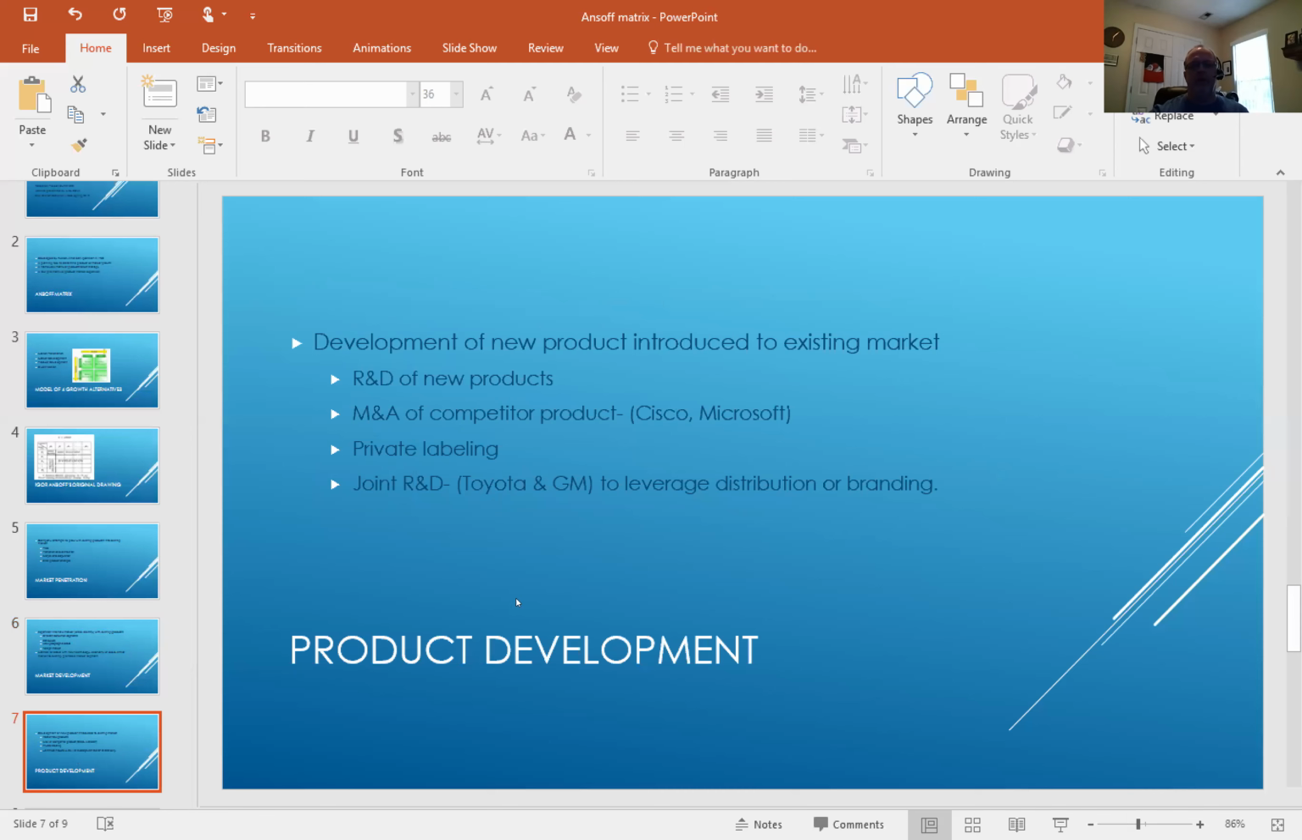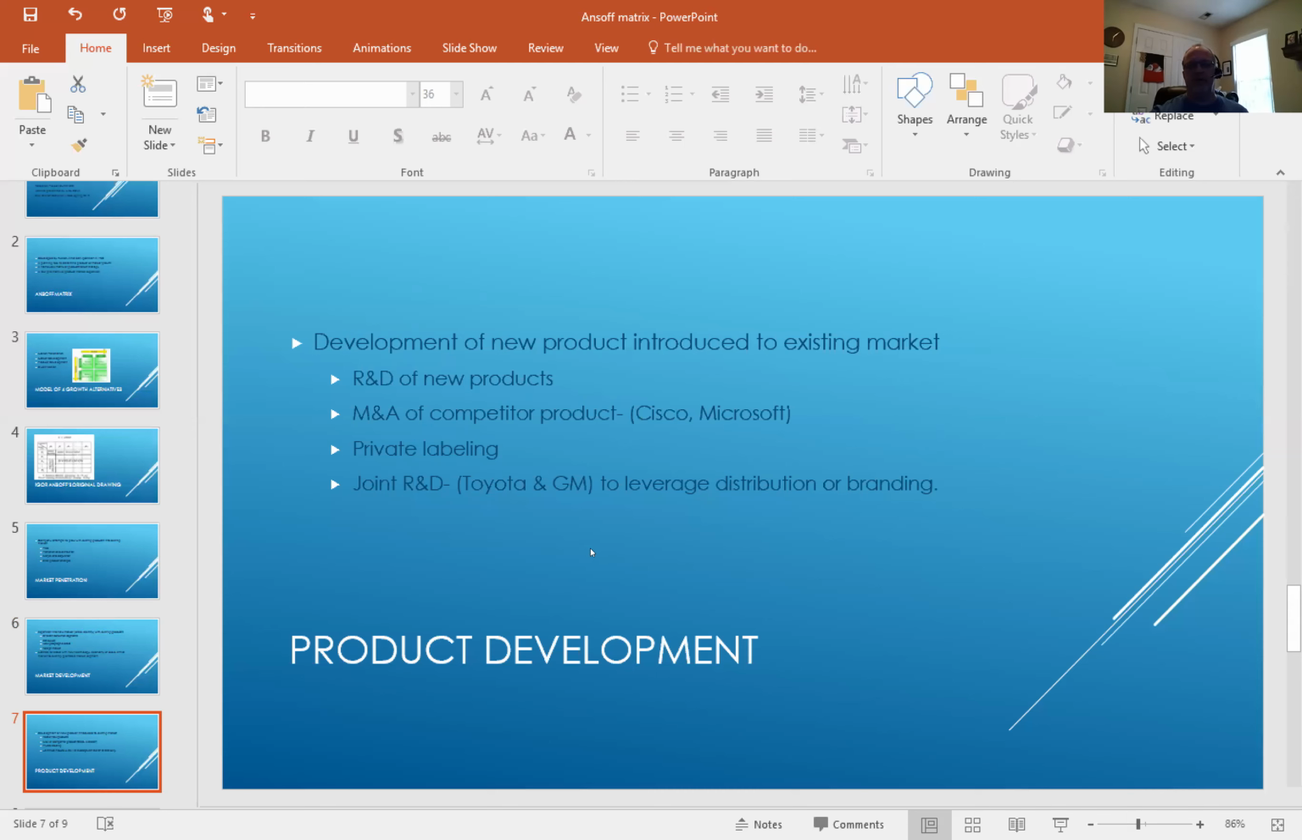And the third segment is product development. This one's more capital intensive and requires the development of a new product that you're going to introduce into your existing market. This would require the use of R&D, research and development of the new products. It may be done through merger and acquisition of a competitor's product or a smaller company. Cisco and Microsoft are two very good examples of this.